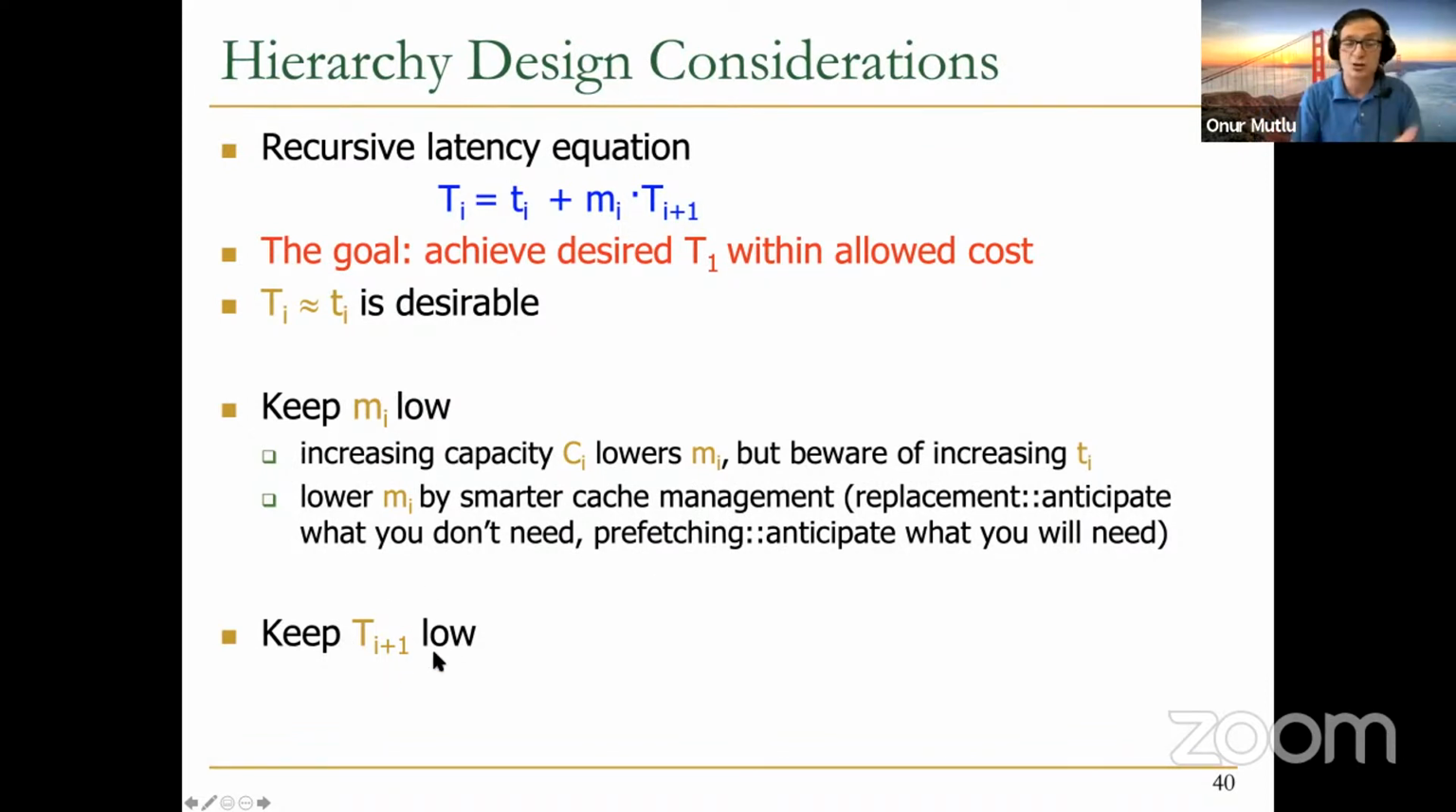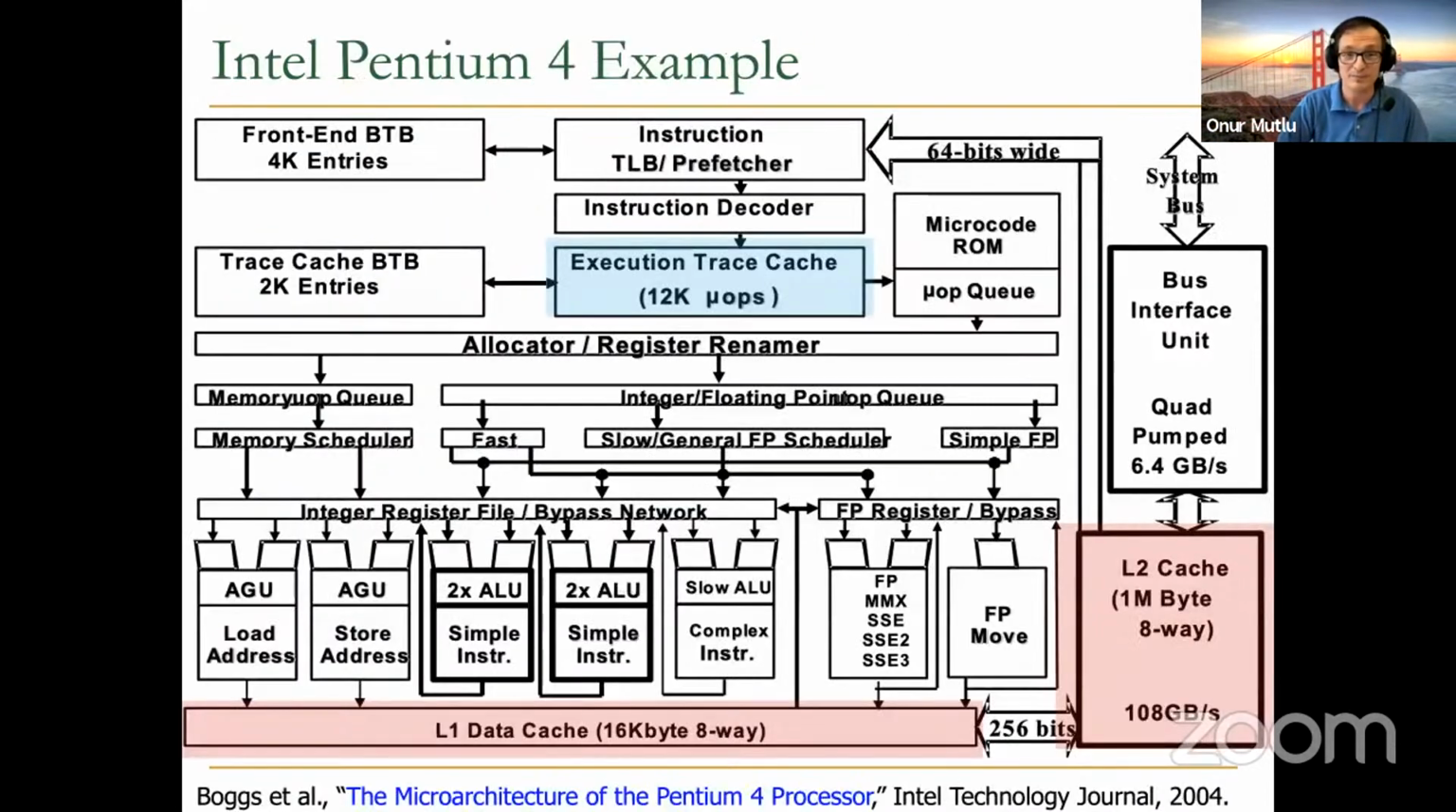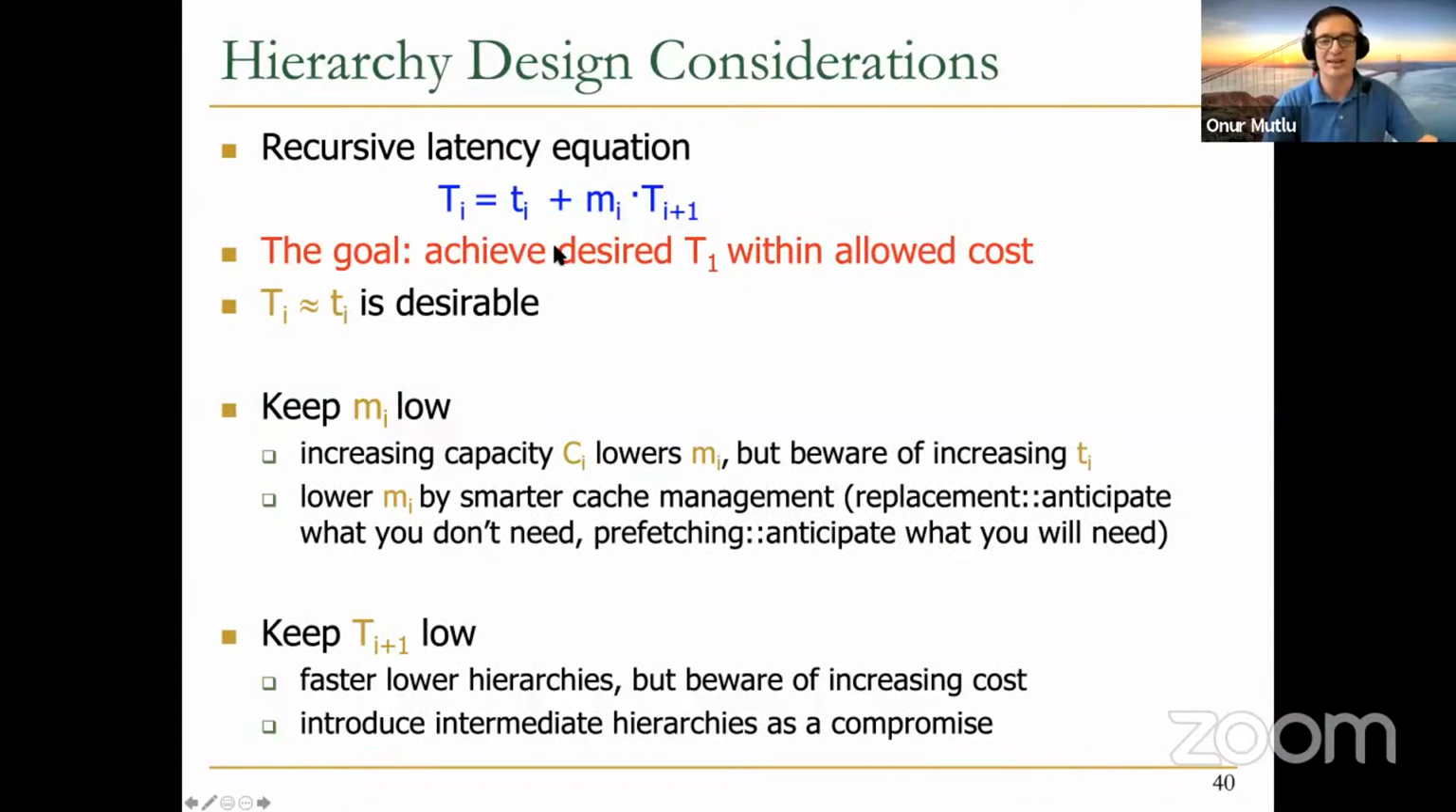Alternatively, or maybe together with keeping the miss rate low, you can try to keep the perceived access latency of the next level low. And how do you do that? You may make the lower hierarchies, or L2 caches, L3 caches, faster, but then your cost may increase. Because how do you keep it faster? You may increase your capacities, for example, or you may actually reduce the capacities depending on what you're trying to optimize exactly. So this may increase the cost. Or you can introduce intermediate hierarchies as a compromise, but that may also increase the cost. So basically, this is not an easy optimization problem, as you can see, because it may add a lot of levels. It also is very much workload dependent, program dependent. Okay, let me give you a quick example of this latency equation, and then we're going to take a break.